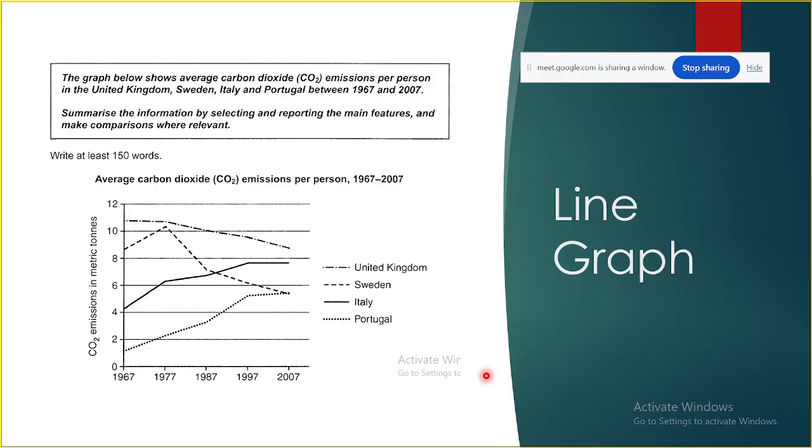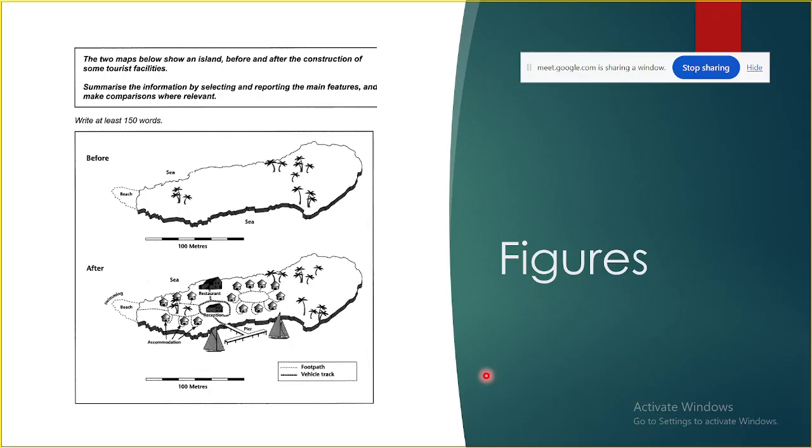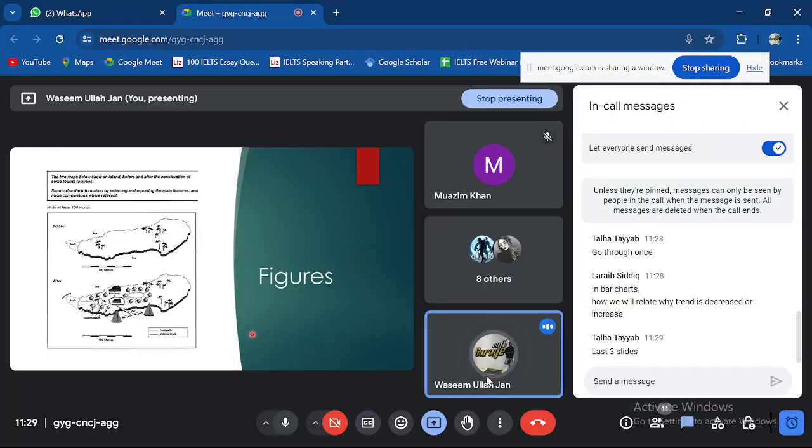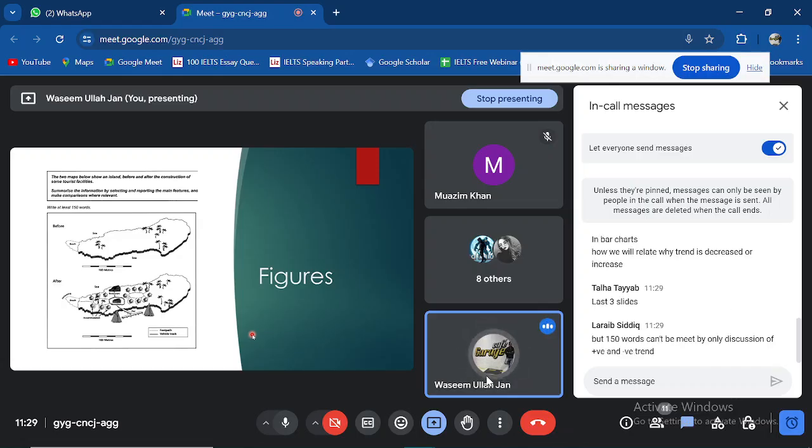Last 3 slides. Okay. Here it's the figures, and you have to explain these figures. Like for example, before there was nothing on the island. Your main focus should be on the after. Yes, like I said, in the first paragraph, you're supposed to tell the trends. In the second and the third paragraph, you have to go in details. You have to mention each and every important fact or figure here.